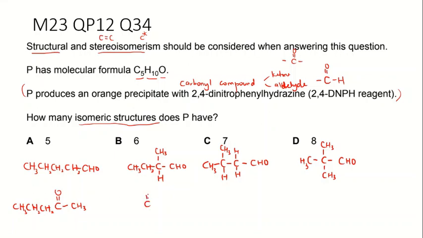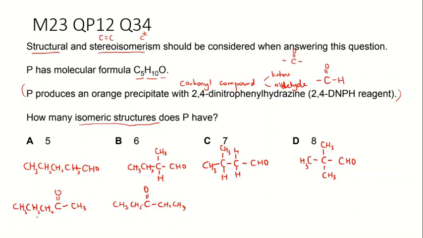Second ketone, I start with C double bond O. Maybe this time I have 2 carbons on the right hand side, and 2 on the left hand side. Altogether 5 carbons. Now this is the second ketone.